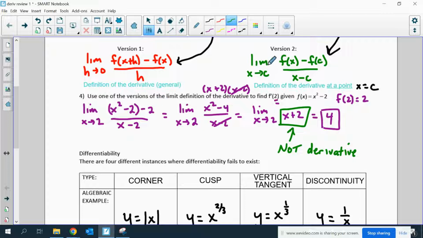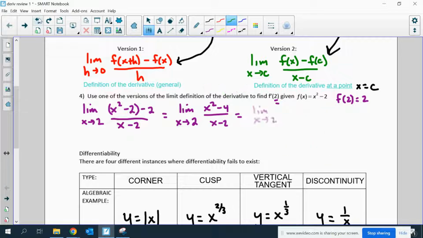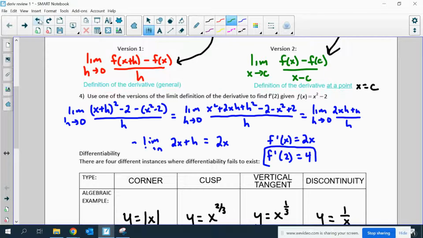So it's important to understand that if you use version 2, you're not going to get an expression for the derivative. You're only going to get the value of the derivative at that one point. So the value of the derivative is 4, but this expression is not the actual derivative. Whereas if you use version 1, what you'll end up doing is you end up getting an actual expression that will work every time. So if I wanted to find f prime of 4, I could use this expression, substitute 4 in, and get the value.